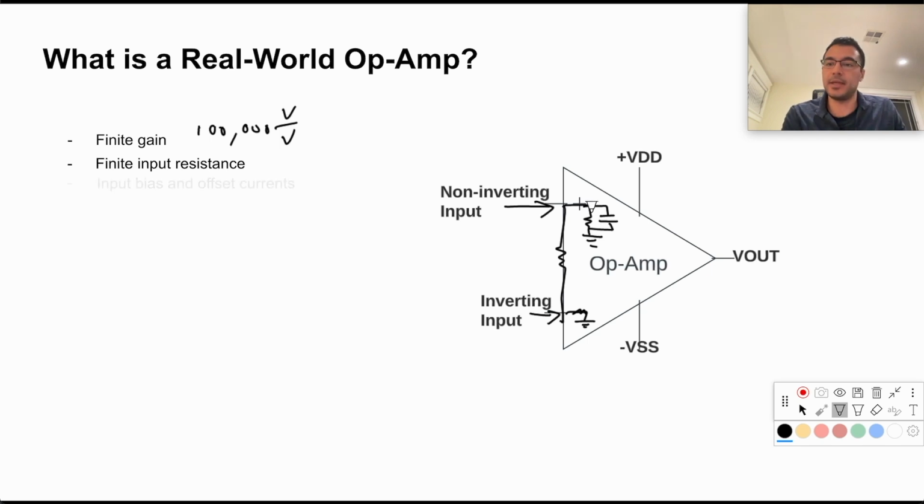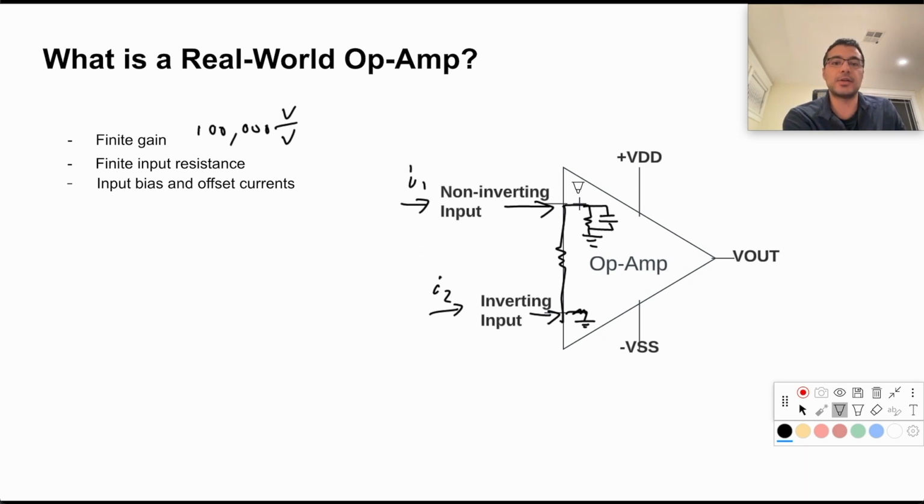The next thing, as a result of having a finite input impedance, there is going to be some amount of current that flows into the inputs, and this is known as the input bias current. Each one of the inputs, both the non-inverting and the inverting input, is going to have some amount of current that flows through it. We'll call it I1 and I2. These are called the input bias currents.